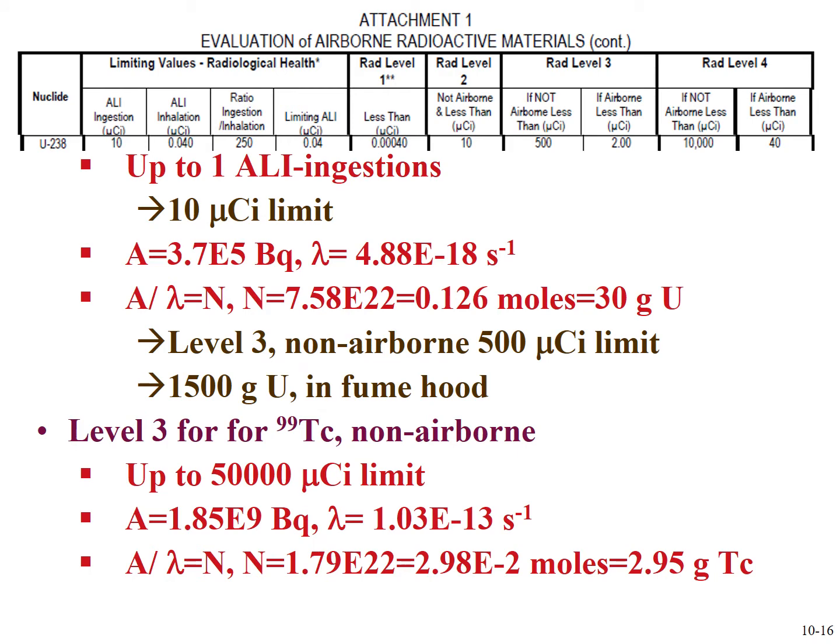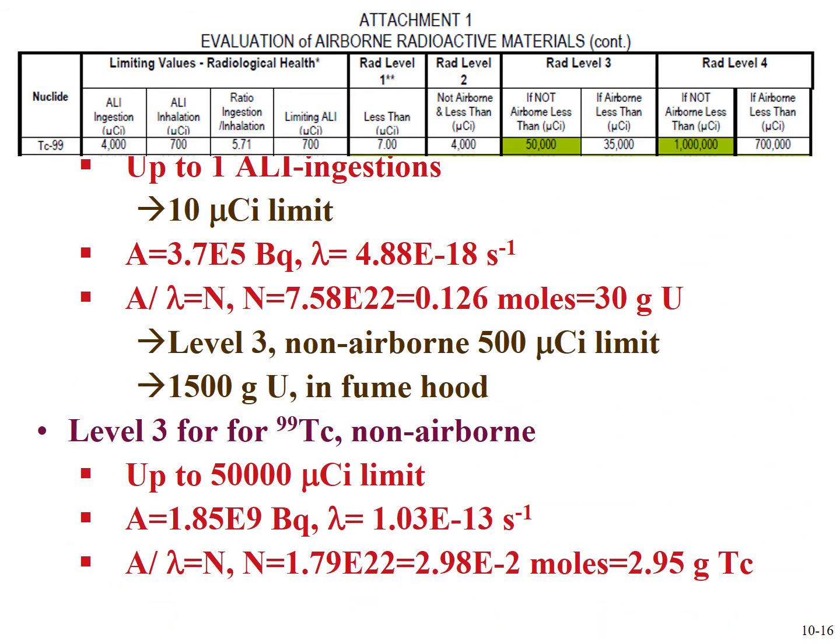We can perform the same sort of calculation for technetium. Here's the data for technetium-99. Let's say, what's the value for a level 3 technetium experiment, non-airborne? I look at my table. I see that the value is 50,000 microcuries. And if you look at the data, it's either going to be the limit based upon the ALI or up to 50,000. So technetium hits that limit.